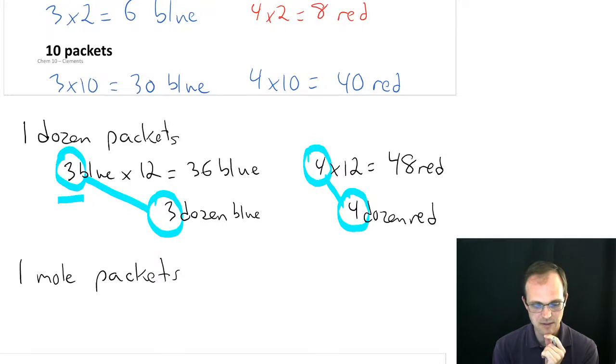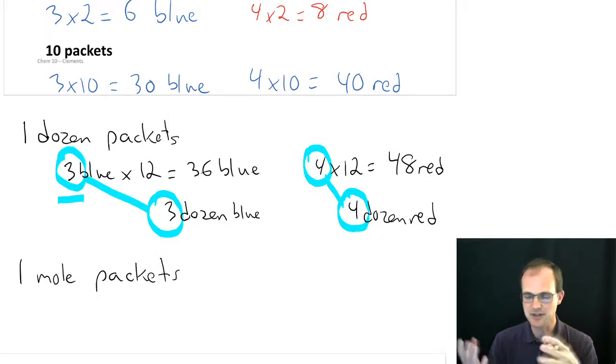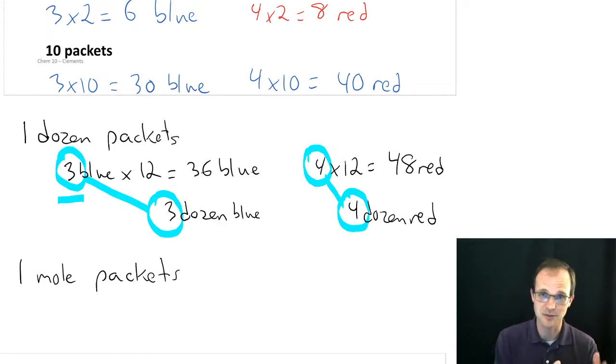Well, if I had 1 mole of packets, that's hard to think of, right? Because moles are a little bit harder to think of than dozens are. You're like, okay, I can picture dozens. I can actually see them in my head. None of you can picture a mole in your head. It's just not possible. Our brains aren't made for that kind of scale, which is why we developed the word mole so that we can think of 1s and 2s and 3s.